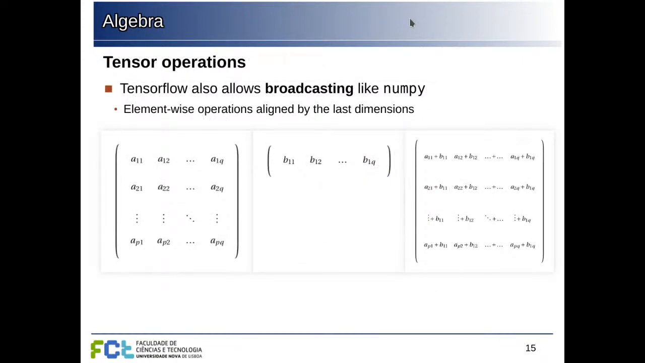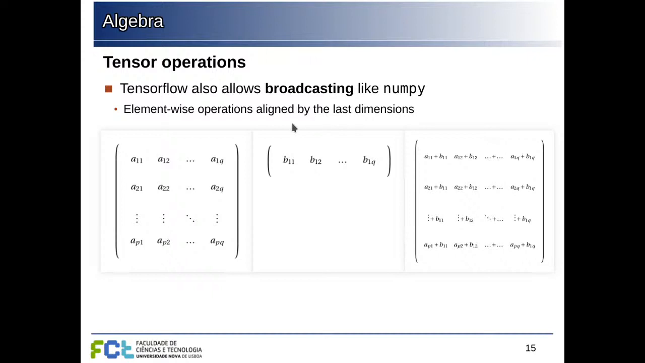So another thing that you can do in TensorFlow with tensors is broadcasting, like NumPy. For example, you can do operations between one matrix with n dimensions and another tensor with fewer dimensions. If they have the same number of dimensions, the dimensions must match. Otherwise, TensorFlow will follow the same broadcasting rules of NumPy. It will align starting from the last dimension. So in this case, it will align the elements of these vectors with the columns of this matrix and then broadcast through the remaining dimensions, through the rows.